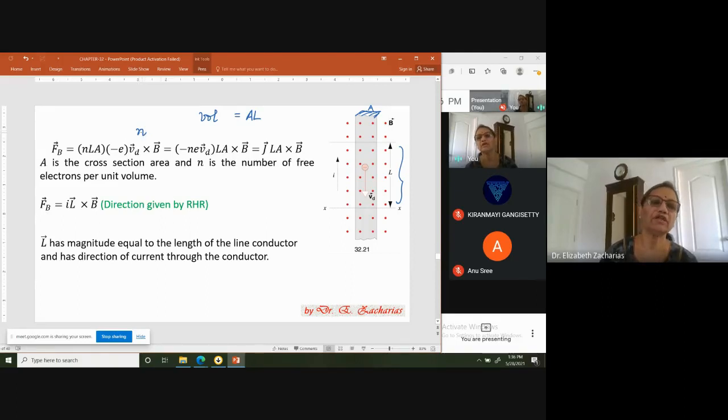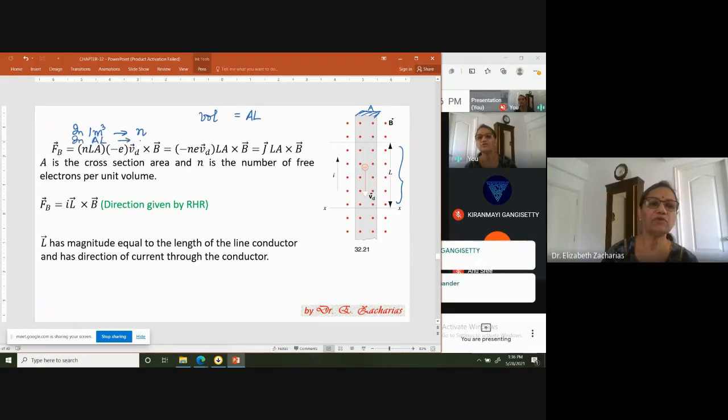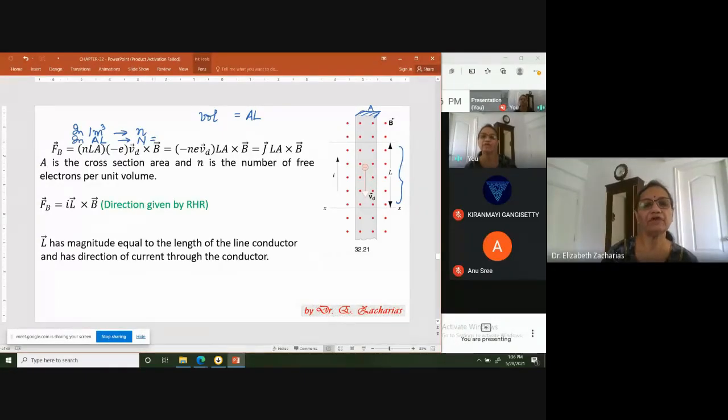So I know that in 1 meter cube, I have small n number of electrons. So in a volume AL, how much will be the charge? What will be the number of charges? So capital N will be equal to small n into LA. Cost of 1 mango, cost of 10 mangoes. That's the logic. Okay. So now what we'll do is, instead of capital N, we will put small n into LA.